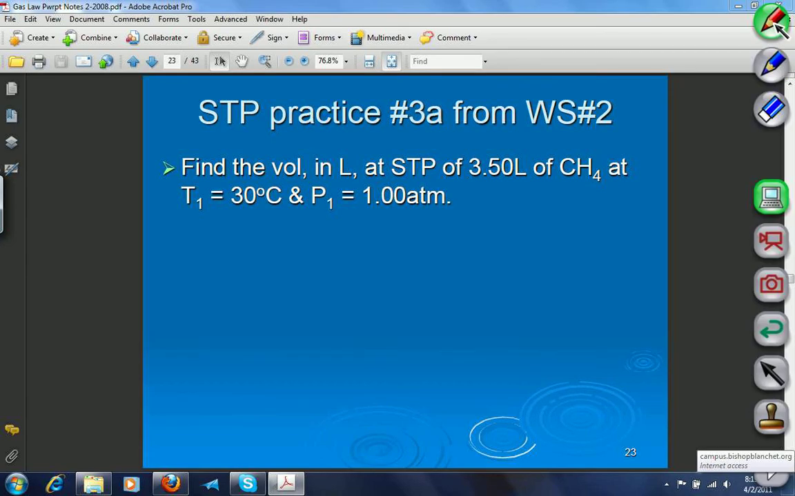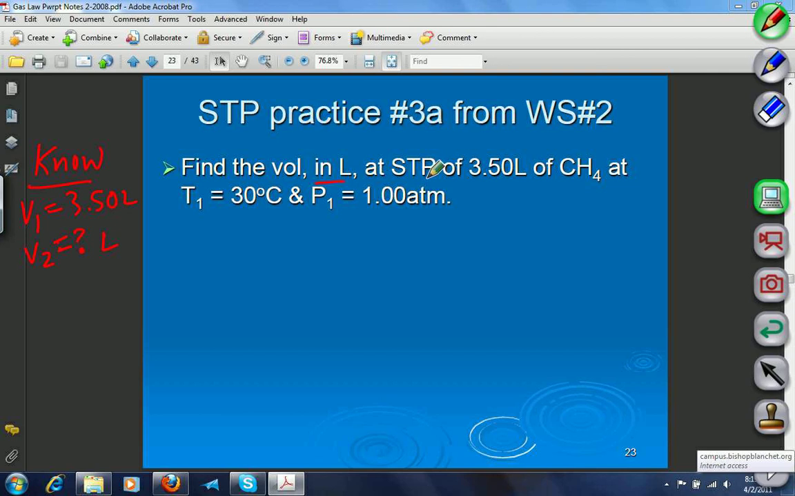Let's do number 3A from worksheet 2. Again, we need to find our pen. Grab my red pen, and I'm going to write down what I know. So what I know for 3A is that volume 1 is 3.50 liters. I do not know the second volume, that's what I'm trying to find, and I'm trying to find that in liters also, which is great.